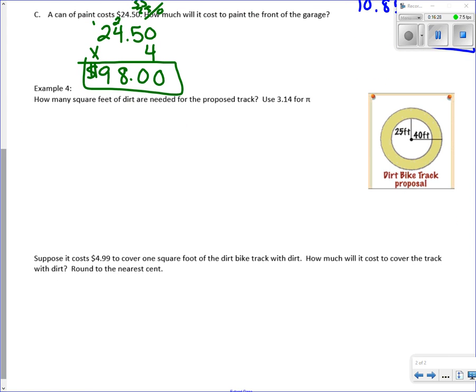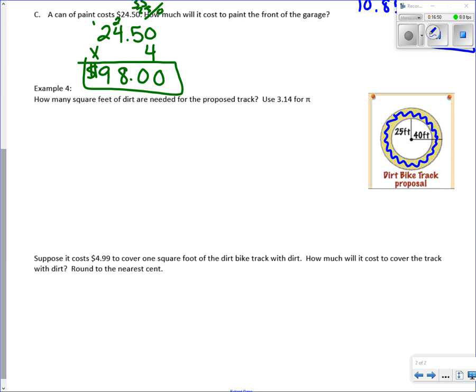It says how many square feet of dirt are needed for the proposed track? Use 3.14 for pi. Okay, so in this case, we want to know this tan area right here, because that's what the bikes are going to go on. If they go around the track, they're not going to go in the middle, and they're not going to go on the outside. So we want to know what I kind of scribbled in. I'm going to let Miss Hall take over.